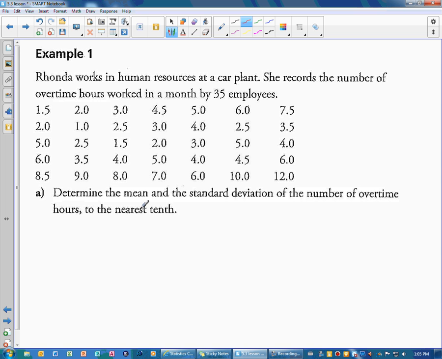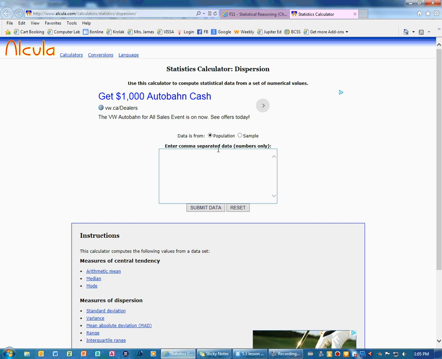Part A says determine the mean and the standard deviation of the number of overtime hours to the nearest tenth. To determine the mean, we would need to add up all the numbers and divide that sum by 35. But again, we're going to use that online calculator. Standard deviation is a very tedious process: we would have to subtract every single one of these from the average, square it, and take the average of the squares. It's quite complicated. Instead, we're going to use this calculator.